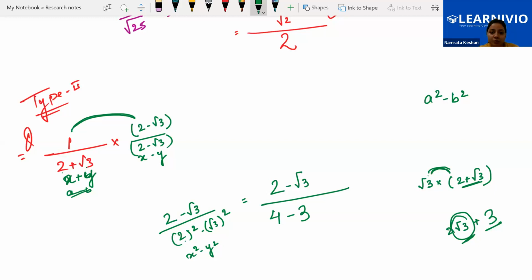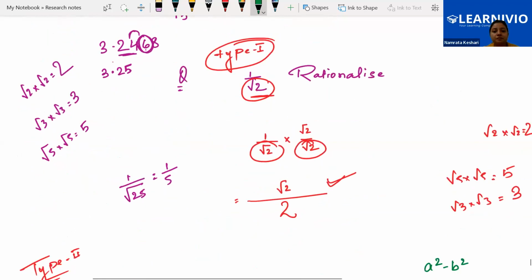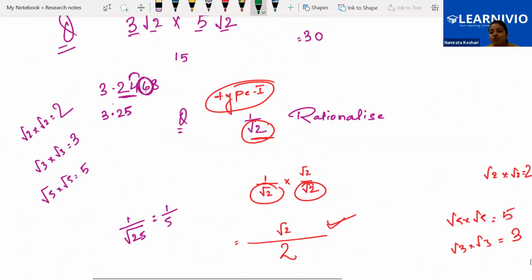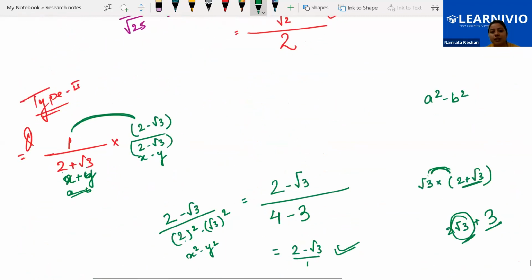Okay, so this is a type 2 problem, where x plus y or maybe x minus y type of cases will be there. Our final step is 2 minus root 3 by 1. We are done with the rationalization. This is the rationalized part. Type 1 problem is where only a number will be sitting, like square root 2, square root 3, square root 5, like that. There we have to just multiply the same number in the numerator and denominator to get rid of this square root from the denominator.